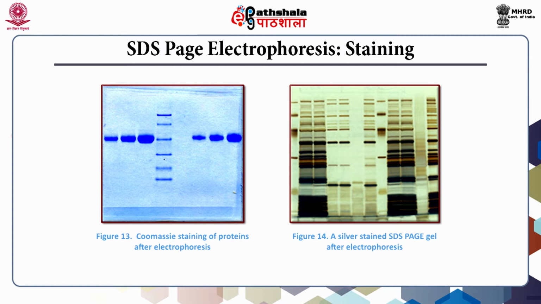The various steps involved in silver staining of an SDS-PAGE gel containing protein are fixation, sensitization, silver impregnation and development. However, silver staining requires a lot of carefully handled steps. A silver stained SDS-PAGE gel is shown in figure 14.